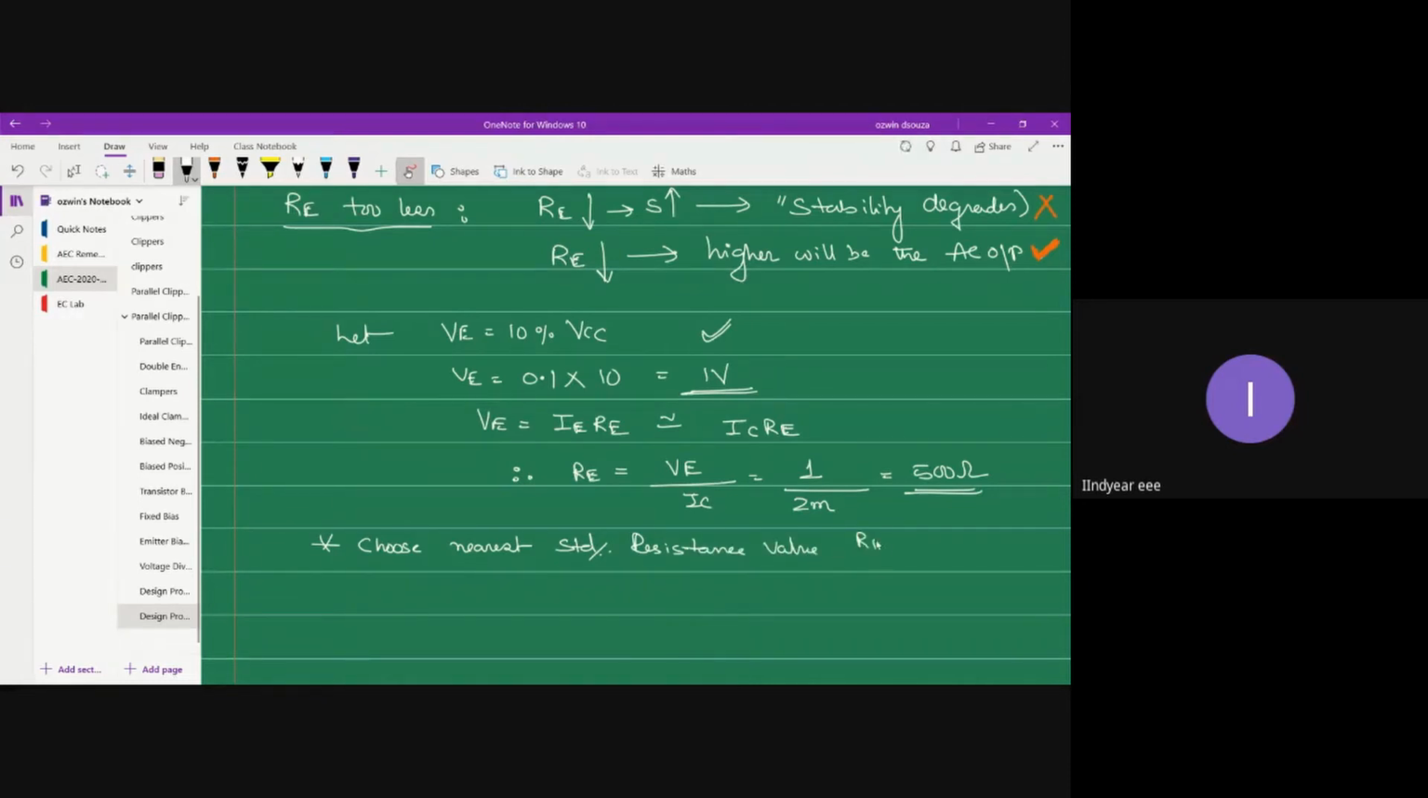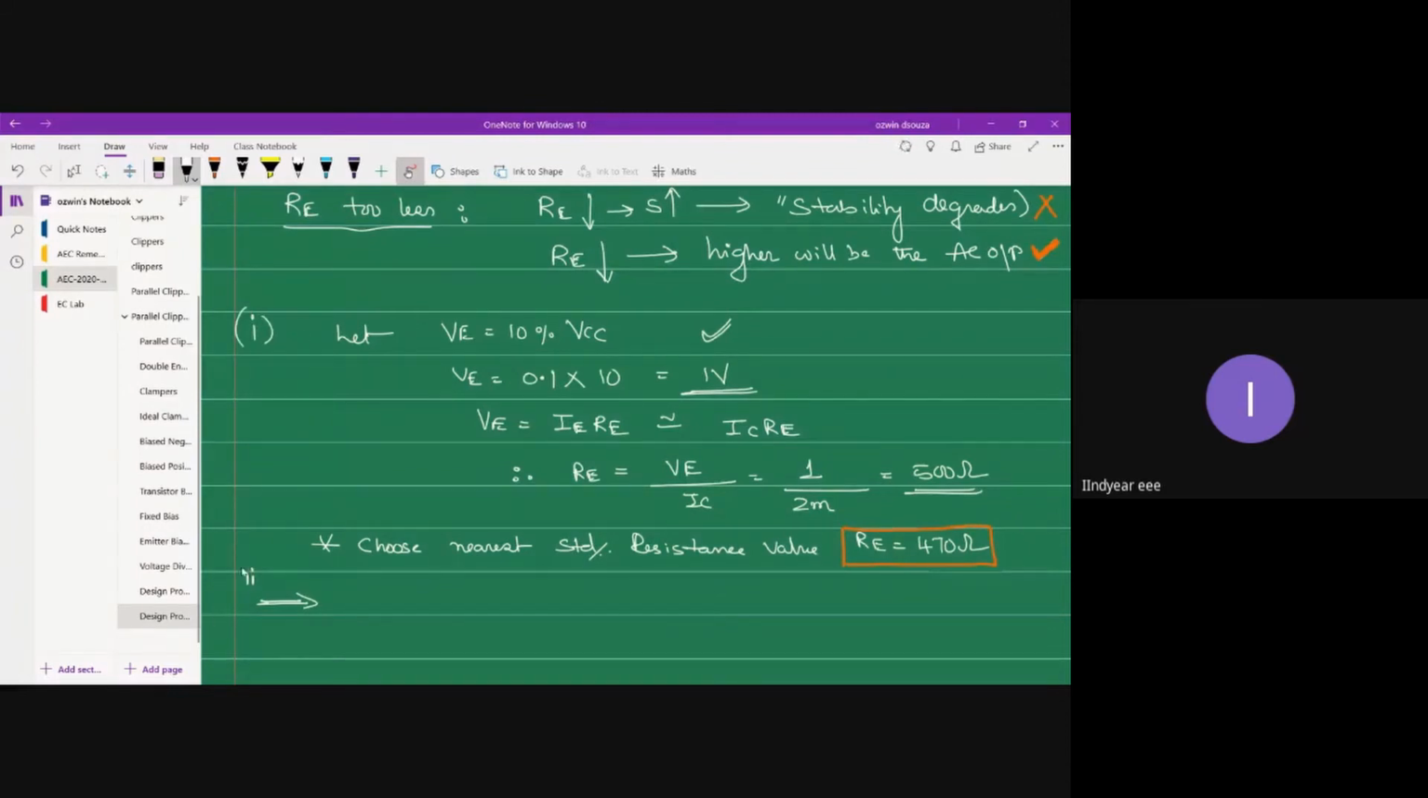Okay, so the nearest standard resistance value is 470 ohm. So let's choose RE as 470 ohm. This is a standard resistance value. All right, so done. What we have found? We have found RE. Now we are left with 3 more resistances. So this I will write as the first part of your design.